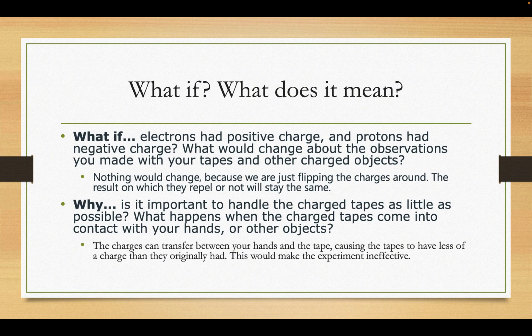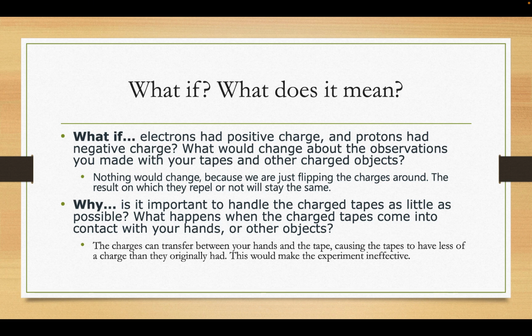And our what-if and what-does-it-mean questions. What if electrons had positive charge and protons had negative charge? What would change about the observations you made with your tapes and other charged objects? I would say nothing would change, because it would just be the same scenario but flipped around, and the result of whether they repel or attract would stay the same.